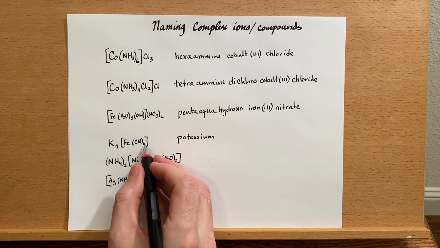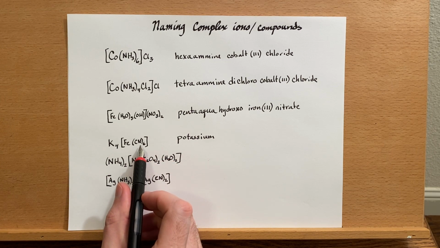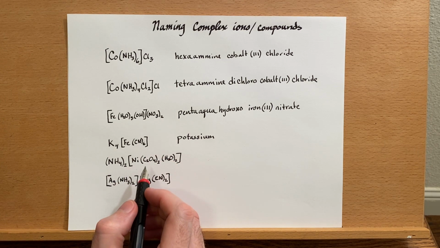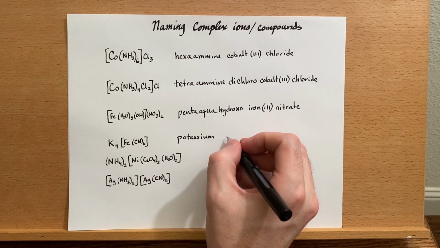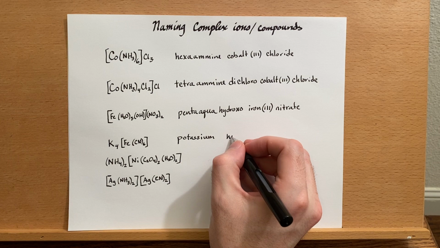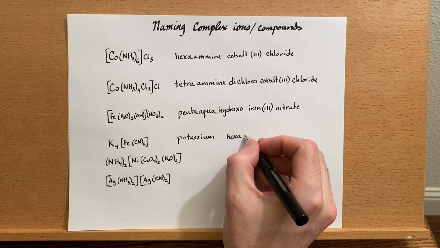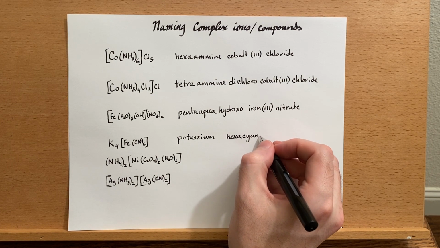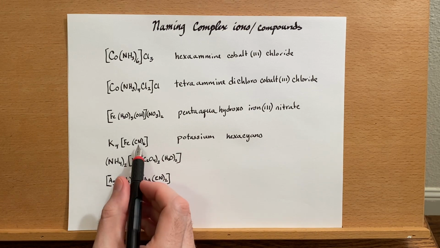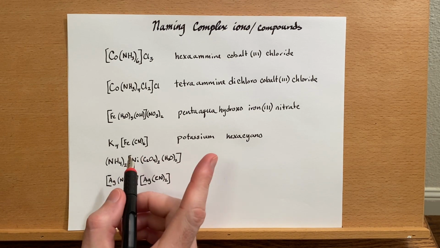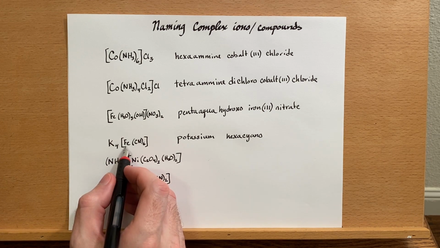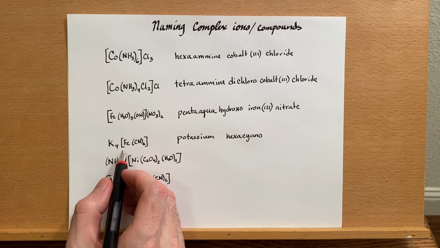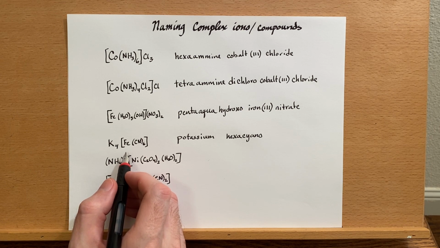Now we need to name this. Same story, ligands names come first. There's 6, so hexacyano. Cyano is the name for the cyanide ion when it's a ligand. And then we come to the iron. Now, we want it to end in an ate.